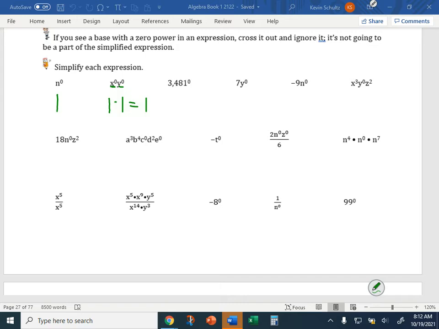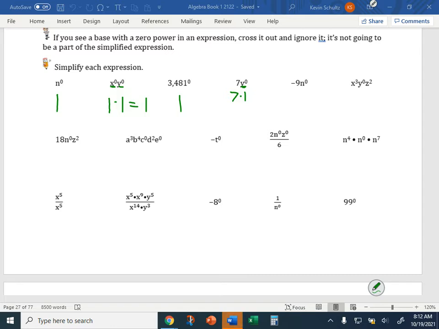3,481 to the 0 power. 1. Okay. 7y to the 0 power. Oh, well done, folks. Nicely done. The y to the 0 power, whoever's whistling can stop. Y to the 0 power equals 1.